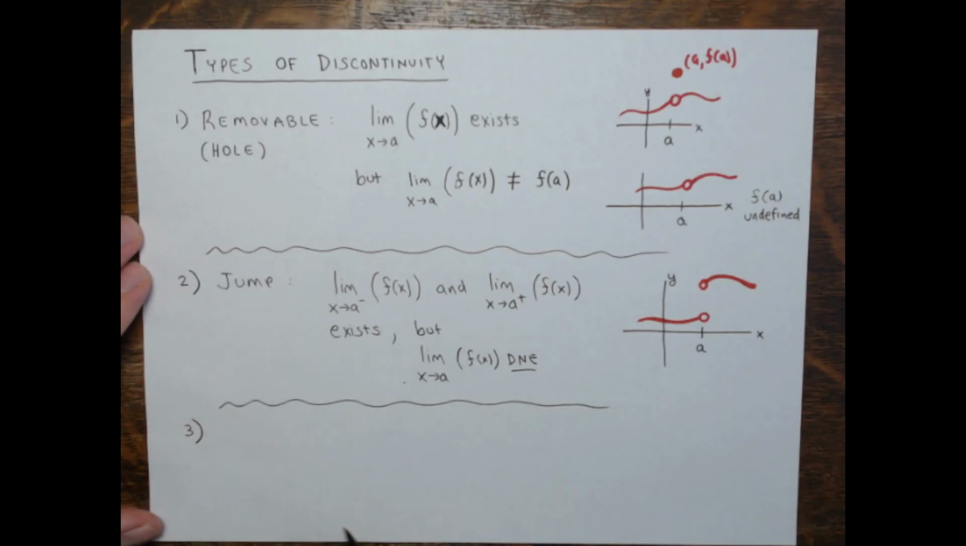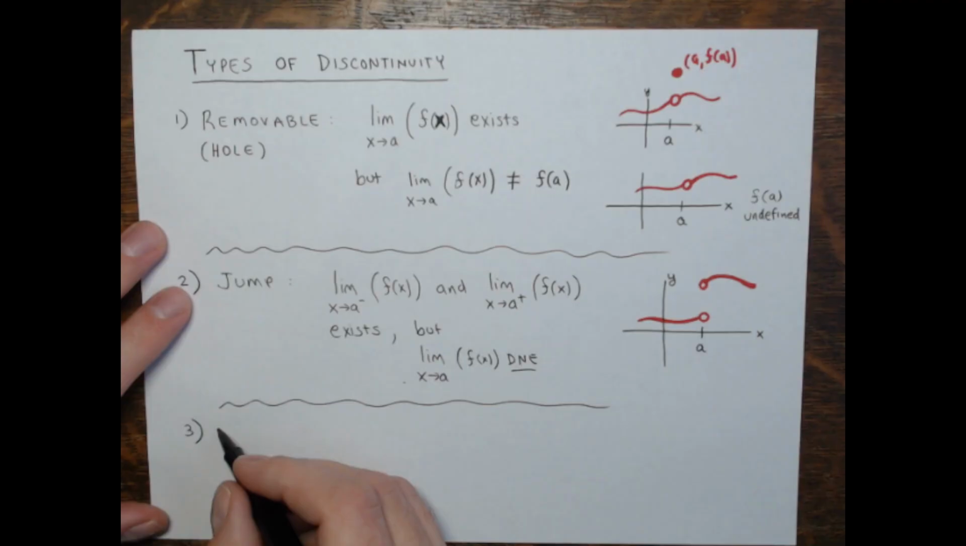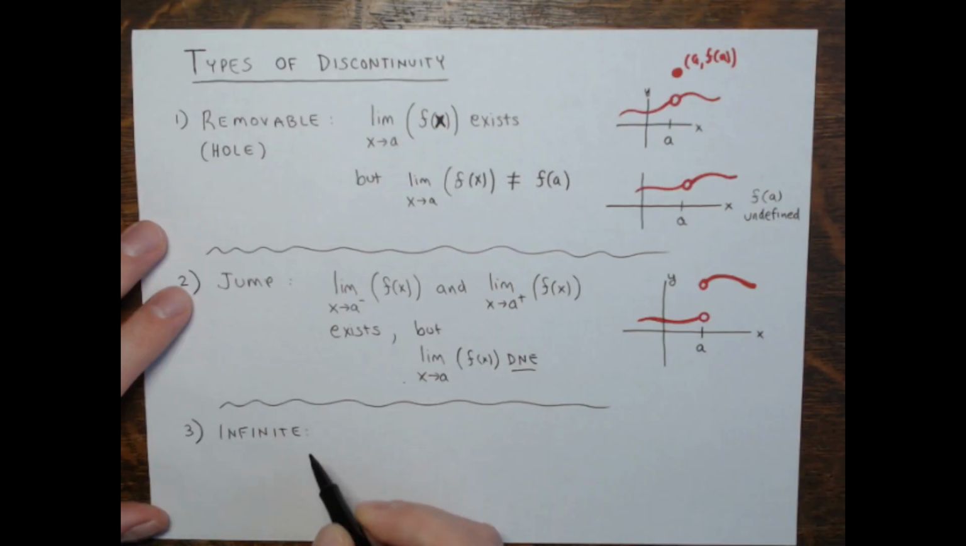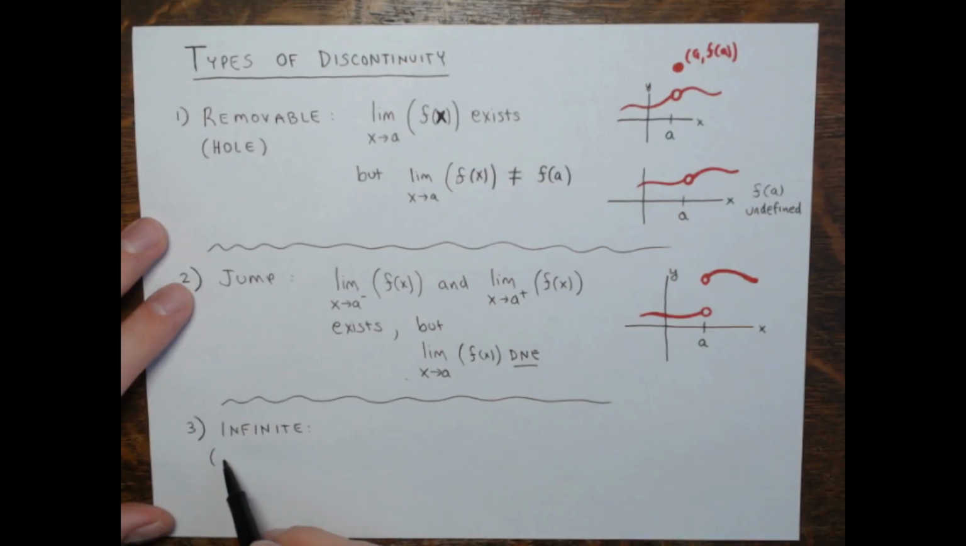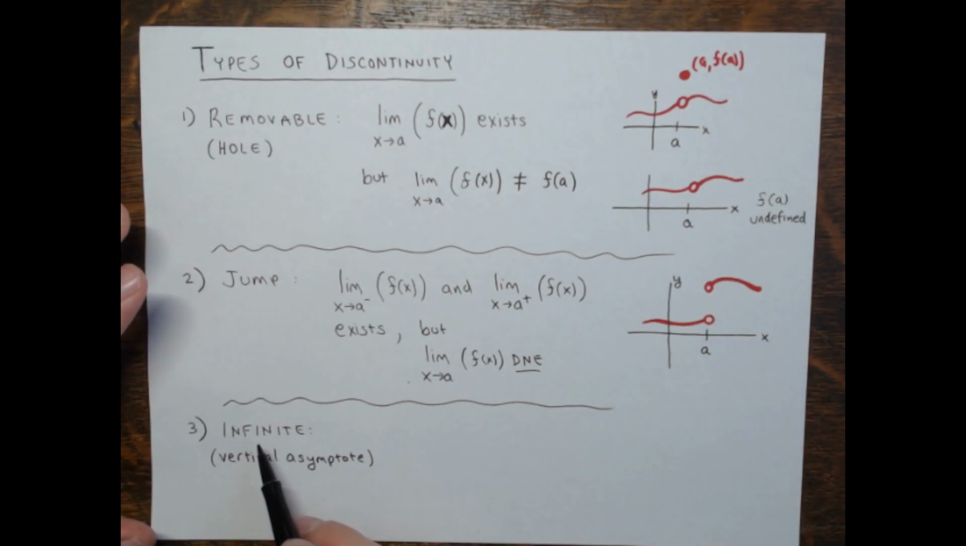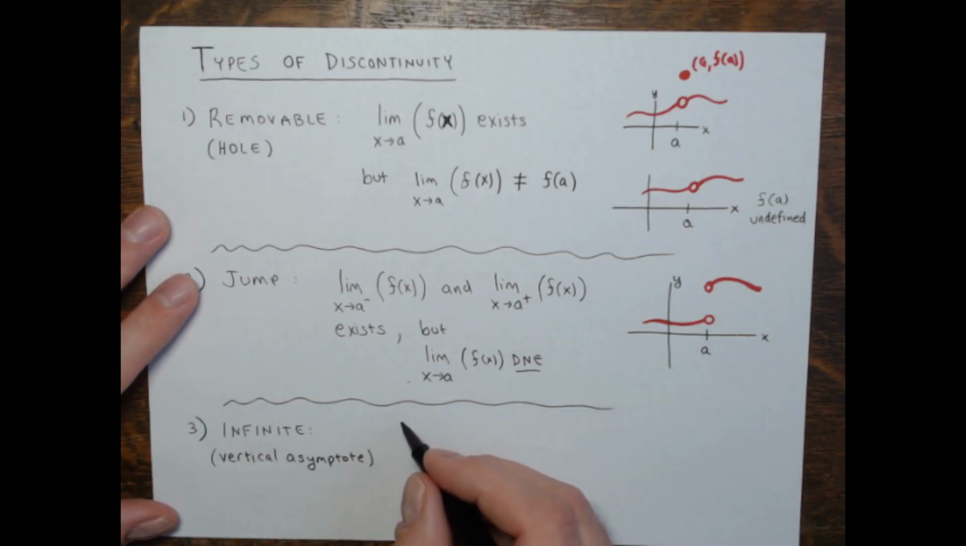And finally, the only other kind they're going to talk about, again, there are more, but we're only going to discuss three, is your infinite discontinuity. So this is where you have a vertical asymptote. You may recall in an earlier video on limits, a vertical asymptote will be at any value where either side is going to some kind of infinity.